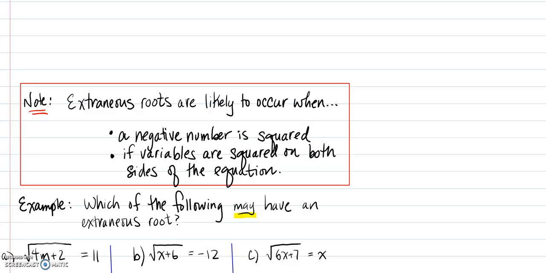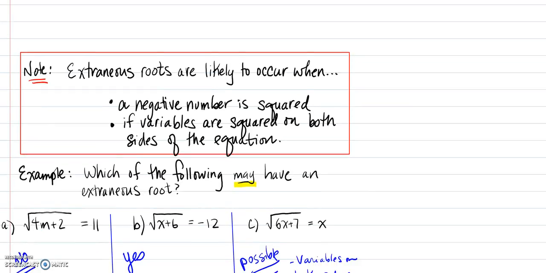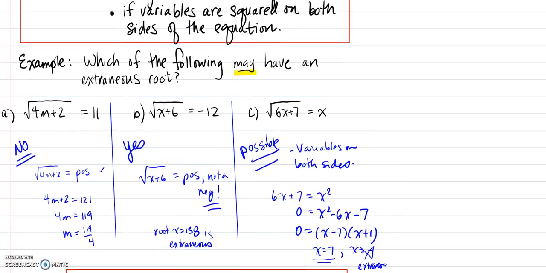Therefore, when I square both sides, I could, if x was negative, be squaring a negative. I could be squaring a positive. So it is likely to have an extraneous root. It's not for sure, but it may if x is negative. So you can see by my solutions that's exactly what happens.